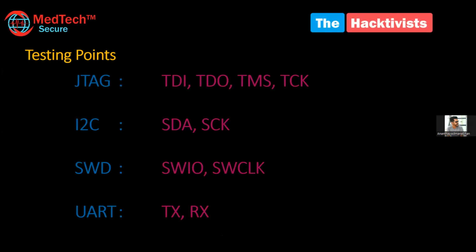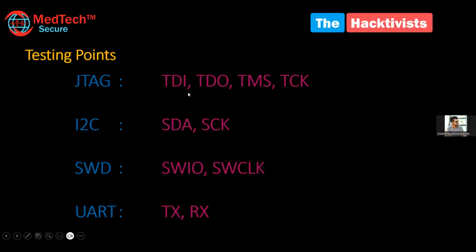Yeah, so here in the testing point part, we already discussed that if a device is using the JTAG protocol, what pins we have to look into. Now we have seen various kinds of pinouts in the data sheet. Just imagine you have found TDI, TDO, TMS pins in that data sheet. What does that mean? That means that particular device is using JTAG.